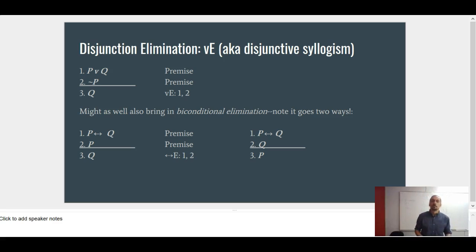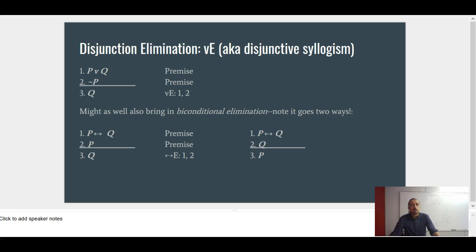So here's disjunction elimination. For any disjunction, either P or Q, if I have the further information, not P, then I can give you Q. Or it can go the other way, right? If I have P or Q, and not Q, I can get P. Again, I need two pieces of information here. If I have a disjunction and I know that one side is false, I can give you the other side. So that's the disjunction elimination rule.